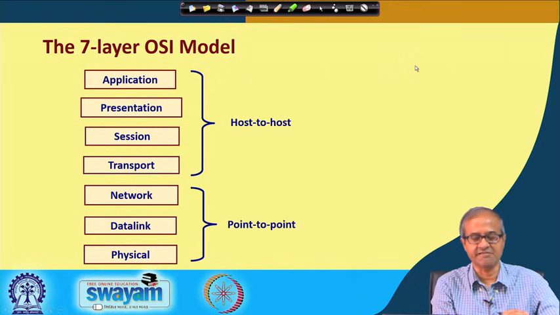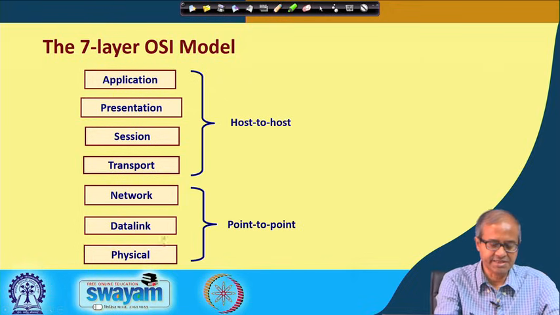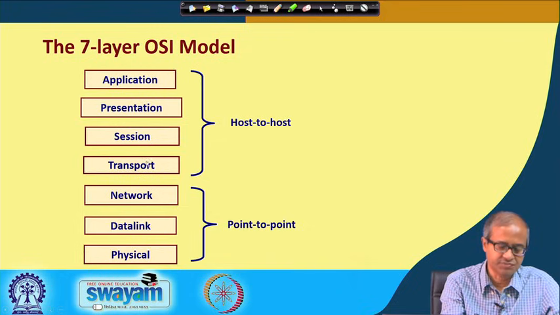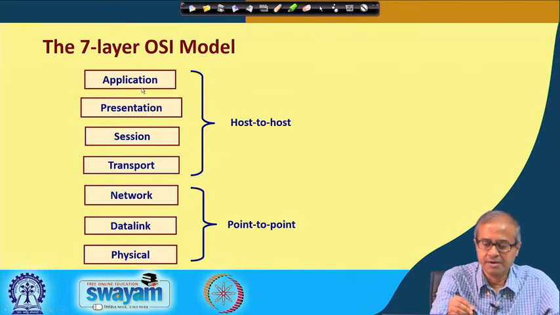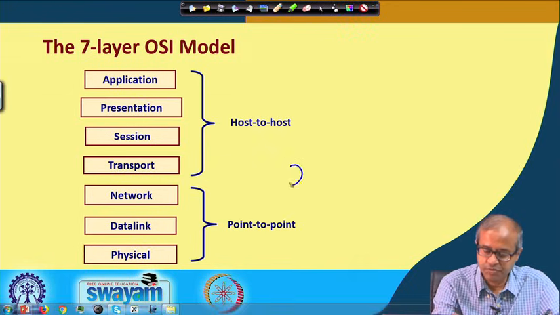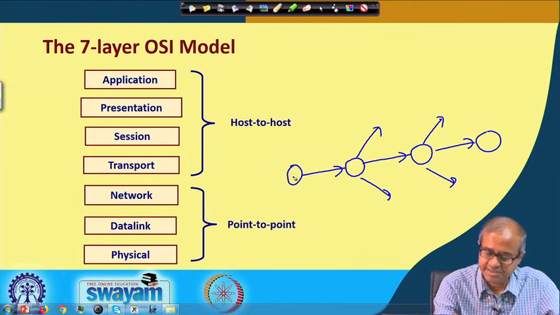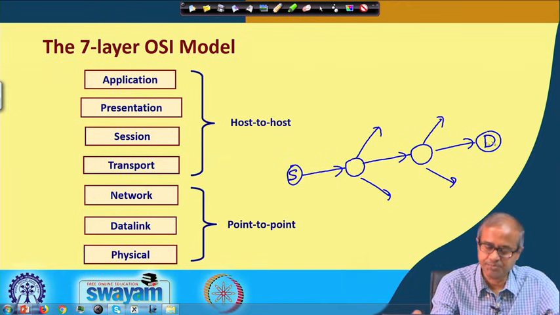Now, talking about the 7 layers, these are the 7 layers, starting from the lowest point: physical, data link, network, transport, session, presentation, application. Now, if you think of a network like this, I am only showing one path, there can be other paths also. Let us say from a source S to a destination D, this is the path which is followed.